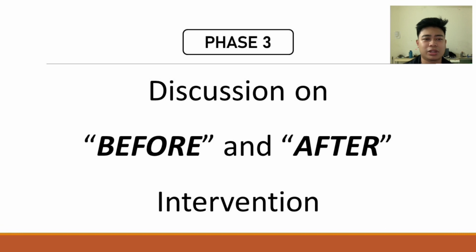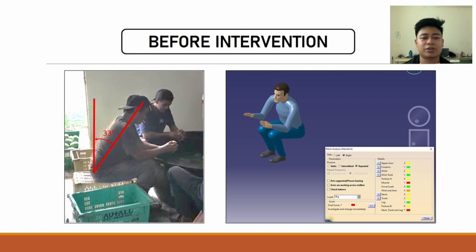And now I'm going to discuss phase 3, which is before and after intervention. On the left side, the worker is sitting on the basket, washing the fruit with a bending trunk, which is 33 degrees. As you can see on the right side, on the RULA analysis, the final score we get is 7, which is very high and needs to change immediately.